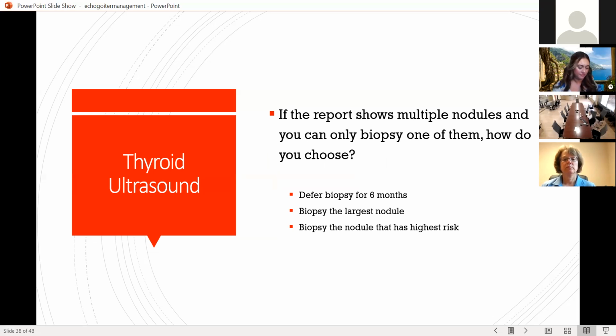This is a multiple choice, so I can't see anybody, but you can think about it on your own. So if you have multiple nodules, you can only biopsy one. How do you pick one? You could wait for 6 months and see if one of them looks like it's changing. You could biopsy the largest one, or you could biopsy the nodule that looks scariest based on those pictures from the American Thyroid Association. I'll give you 4 seconds to consider your answers. Okay, next slide. So it's the one that has the highest risk.